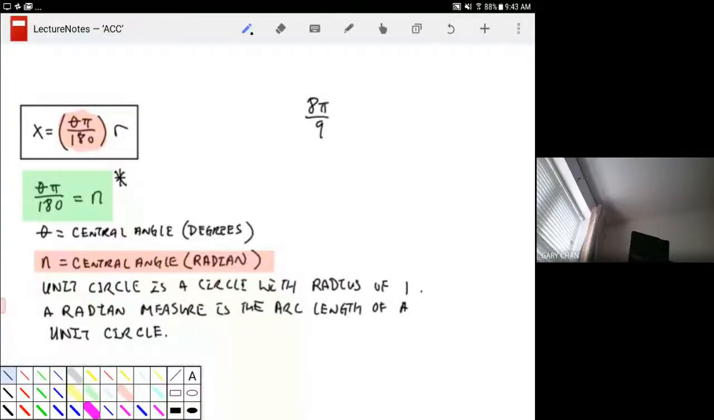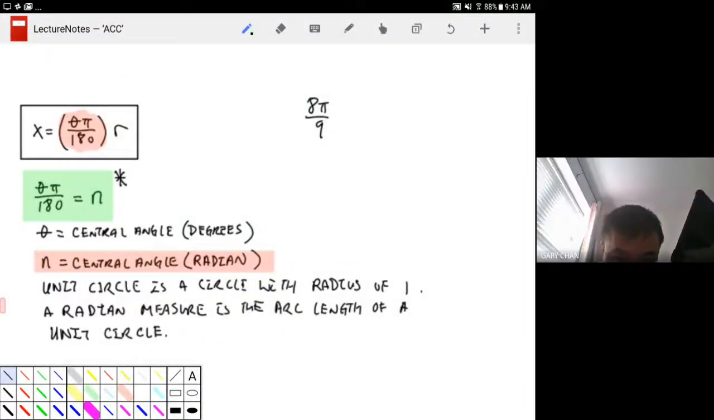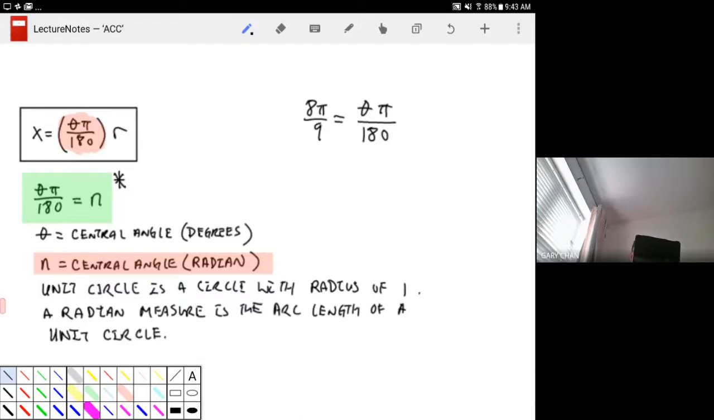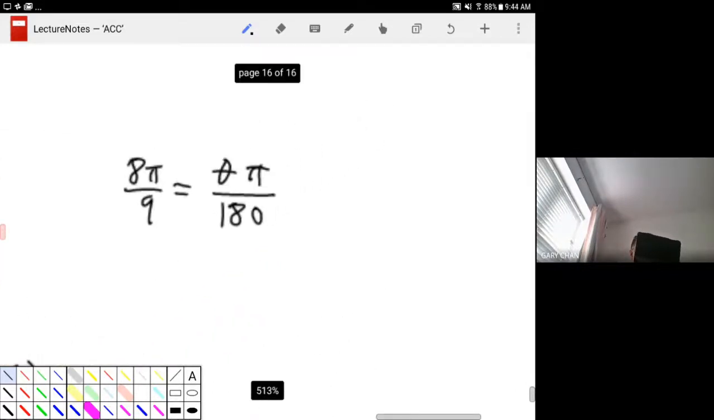It's n. What does n represent again? N represents the central angle as a radian measure, and 8 pi over 9 is a radian measure. That's right. Because it's a radian measure, 8 pi over 9 is really n in this case, and we're looking for theta, which is in the formula. Is that degrees or radians? Theta is degrees. So we're going to look for what theta is in this equation that we are setting up.